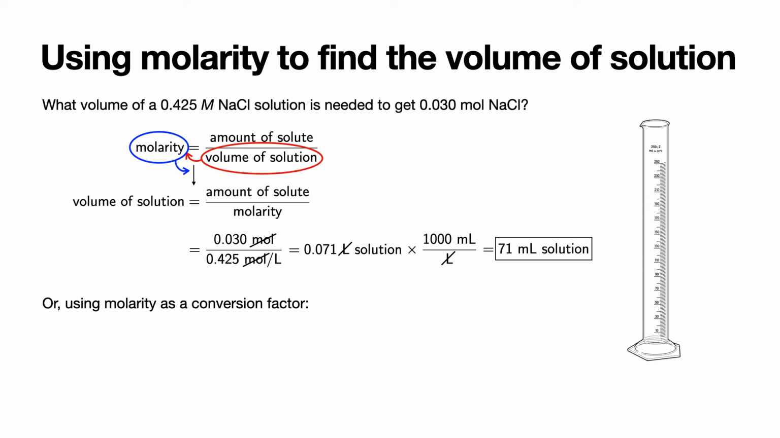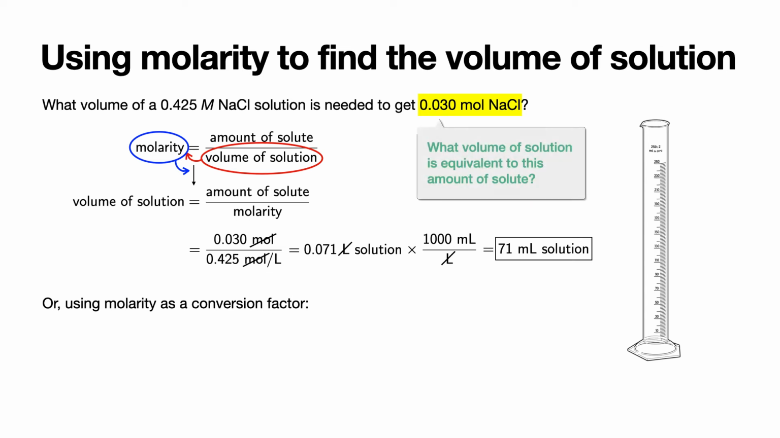And in this case, we want to get 0.030 moles of sodium chloride. What we want to know is what volume of solution is equivalent to this amount of solute. In other words, we want to convert this target amount of solute, the 0.030 moles, from that number of moles into a volume of solution.